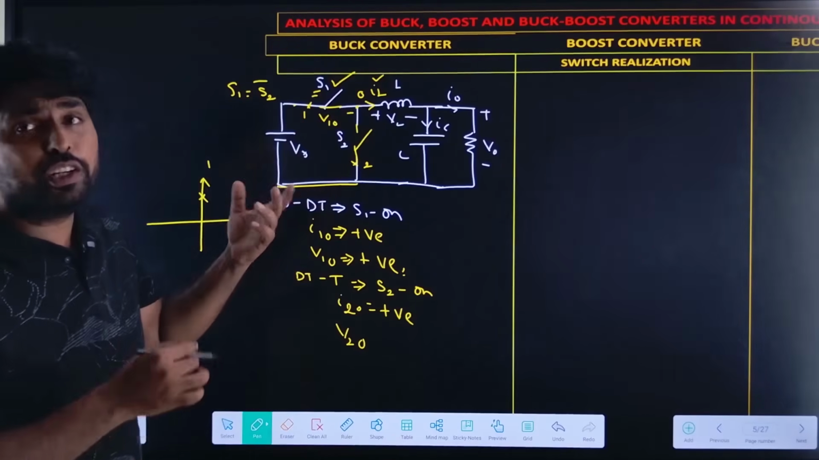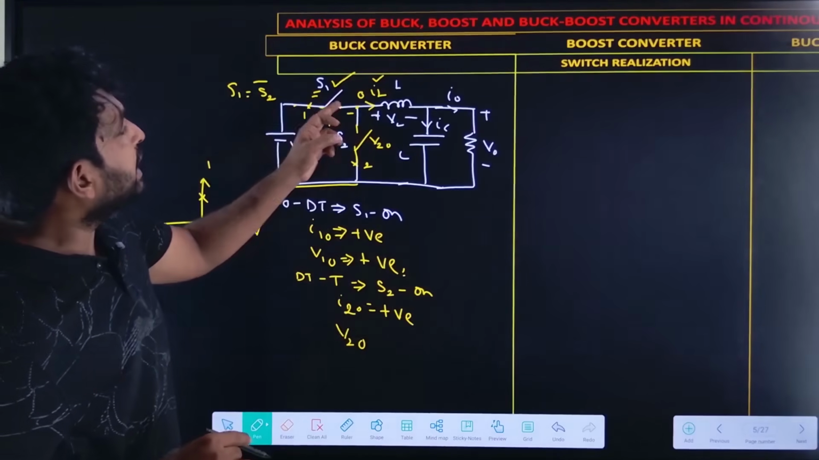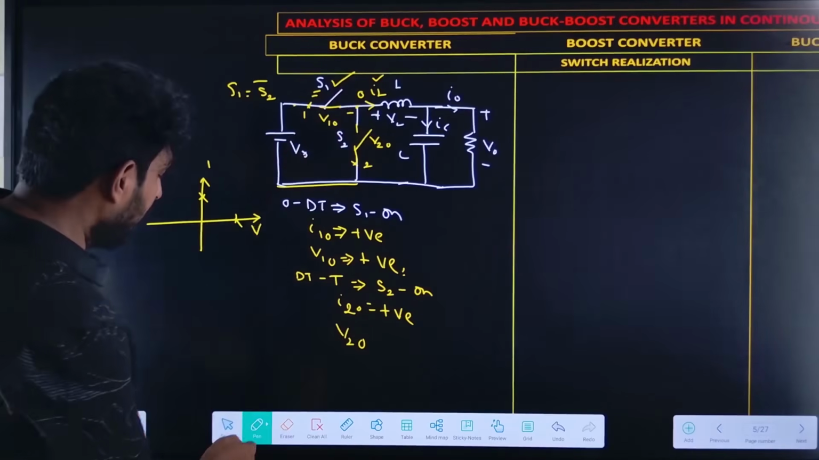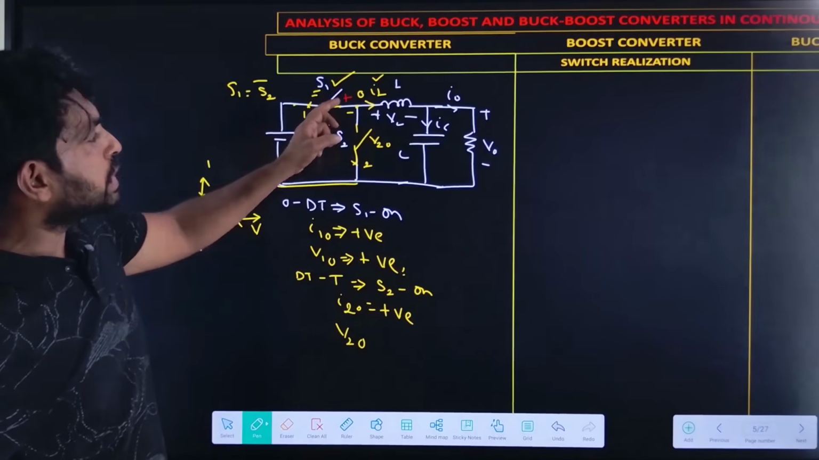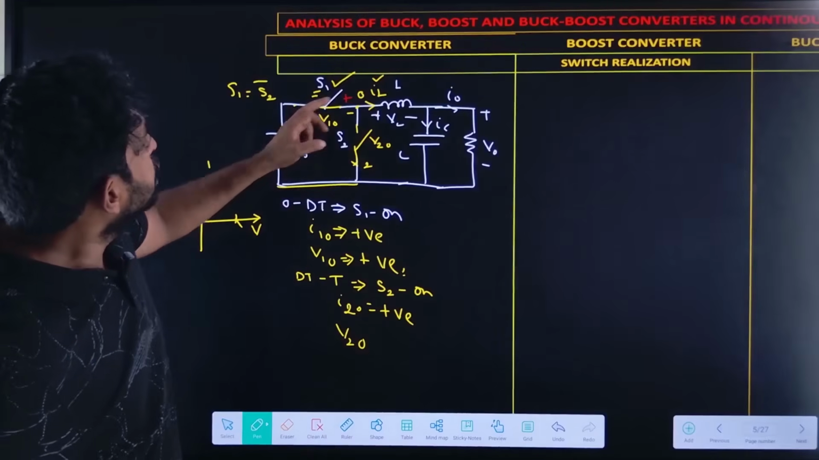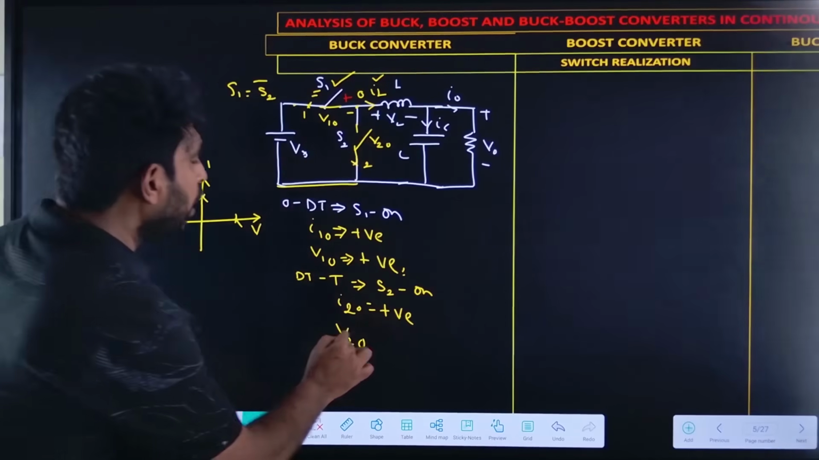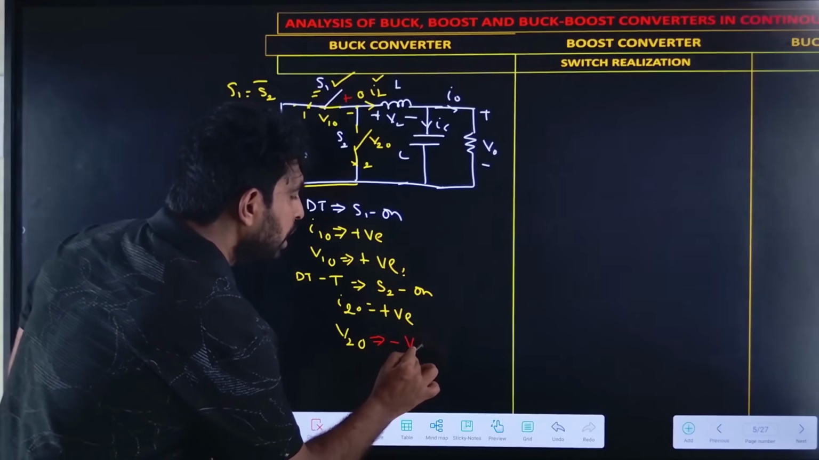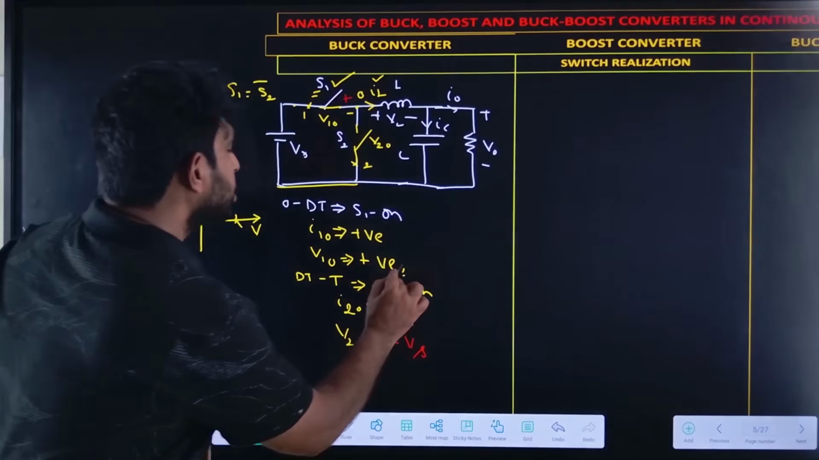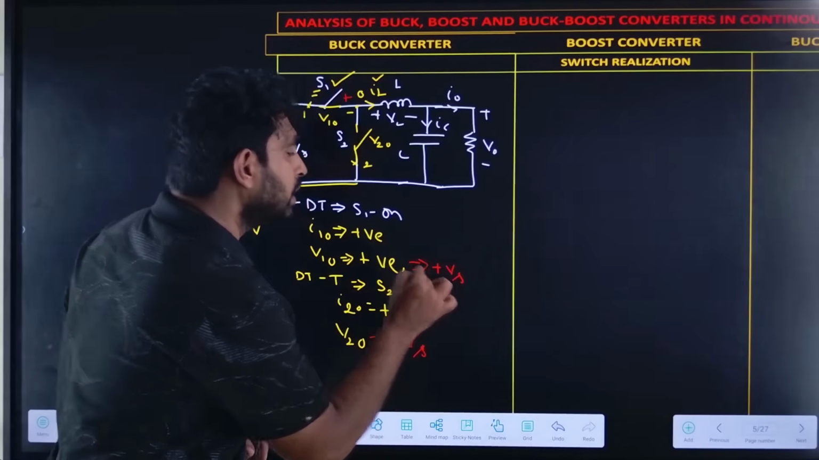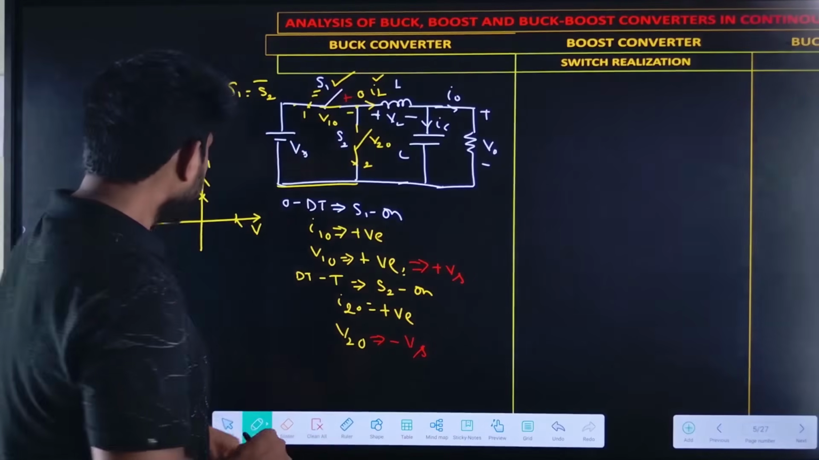Now let us find the V20 polarity. During that time, the positive is connected to O, because S1 is in on condition when S2 is in off condition. So positive is connected to O and negative is connected to 2. So V20 is equal to minus Vs. The minus Vs applies across here, and plus Vs applies across the switch S1.